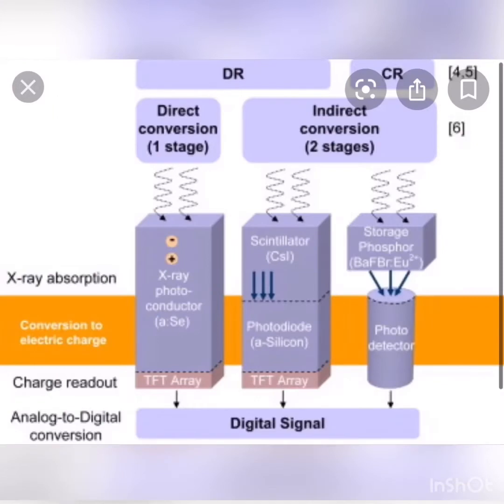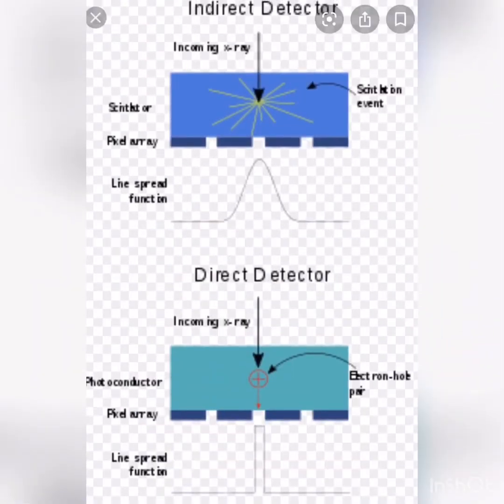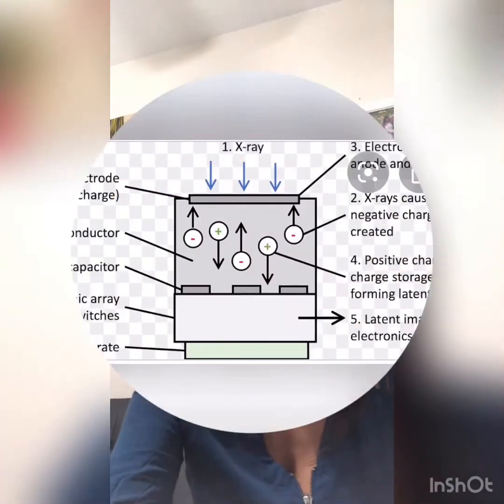These light photons are then absorbed into the photodiodes and the charge is stored in the charge storage capacitor at each pixel location. The latent image is read out sequentially to a bank of charge-sensitive amplifiers, which are TFT switches. The resulting voltage signal is then digitized and transferred to the system computer where the DR image is built up. Okay, so that was indirect, and next I'm going to talk about direct and how it differs from indirect.